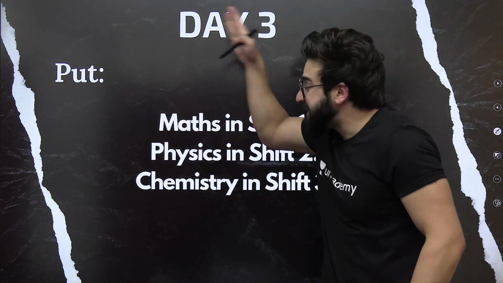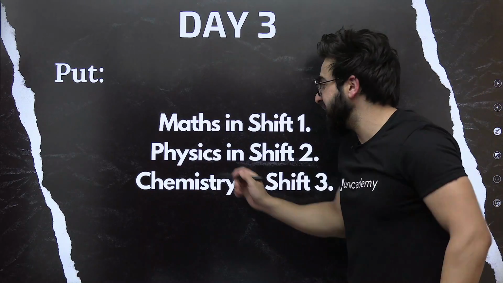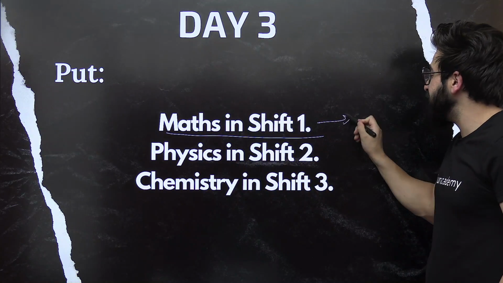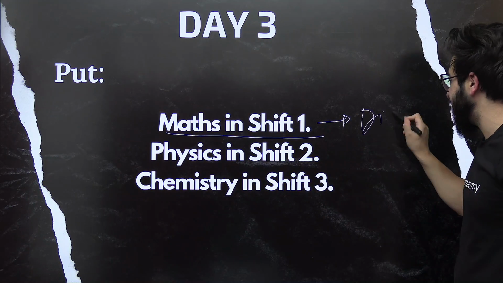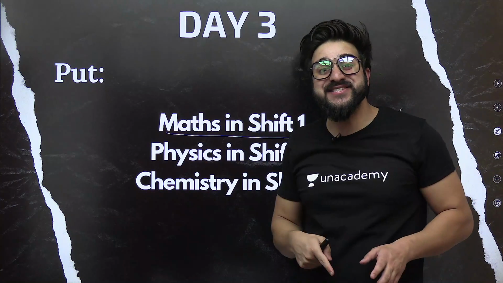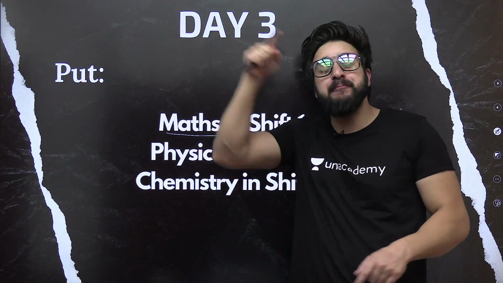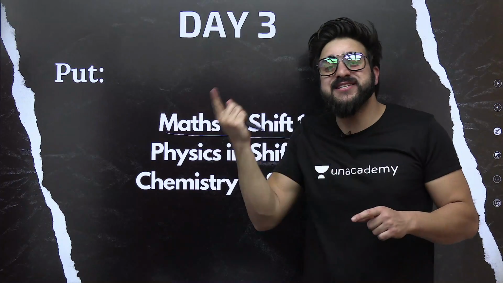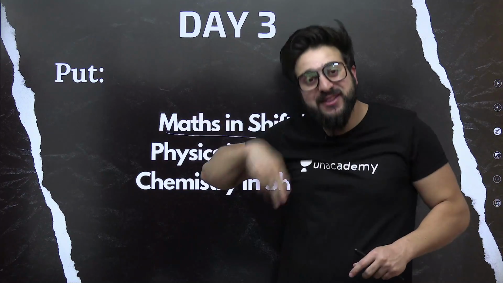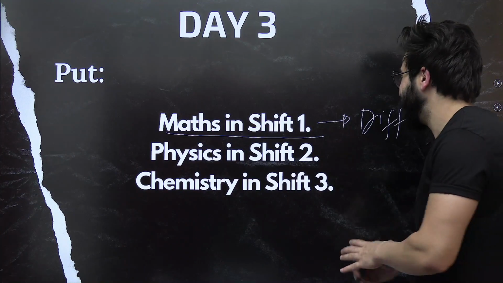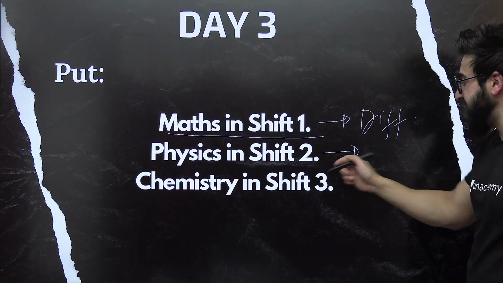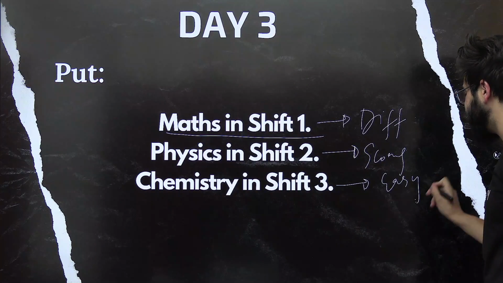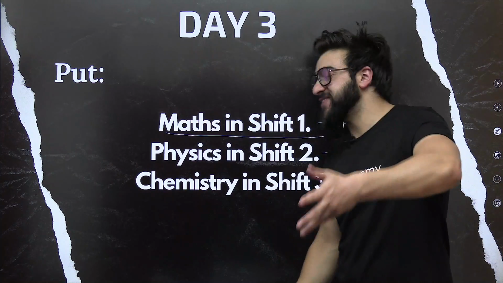Now, day 3, that is the Wednesday. What you people are supposed to do is, in maths, in shift 1, that is the morning shift, take the difficult one. Understand? So that in all 3 days, you will be covering the difficult portion from all 3 subjects, the easy portion from all 3 subjects, and the scoring portion from all 3 subjects in just 3 days. So in physics, what you are supposed to take is the scoring one, in day 3, and over here you will be taking the easy one. So you will be covering every damn thing in just 3 days.